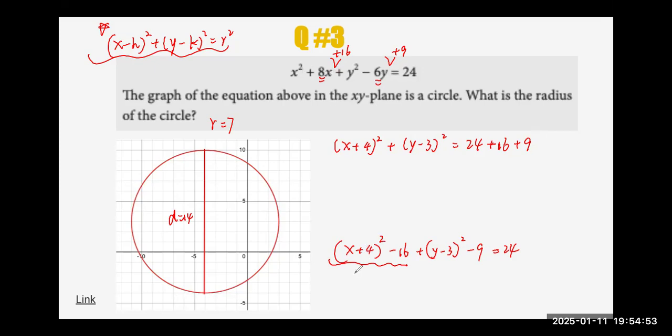Yes. And this part will give you x squared plus 8x from your original part. And this part, by completing the square, you have y squared minus 6y plus 9. Then you minus another 9 to make a balance. So this one will give you y squared minus 6y, right? Yeah. Equals 24. Nicely done.